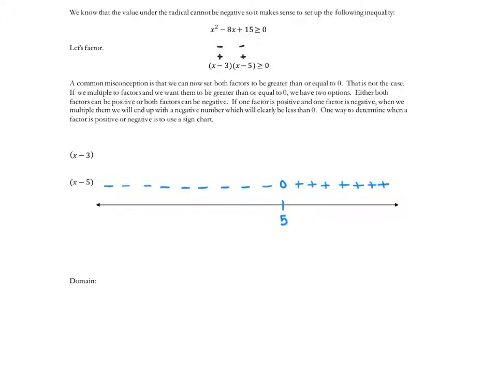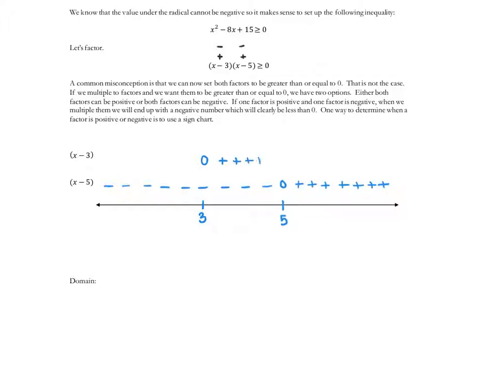Now let's go up to the next one. We have x minus 3. We start by thinking, when would that be 0? X minus 3 would be 0 when x is positive 3. So I'm going to mark that down here and say x minus 3 is 0 when x is 3. If I choose a number larger than 3, like 4, 5, 6, and I input that for x, I would end up with a positive number.